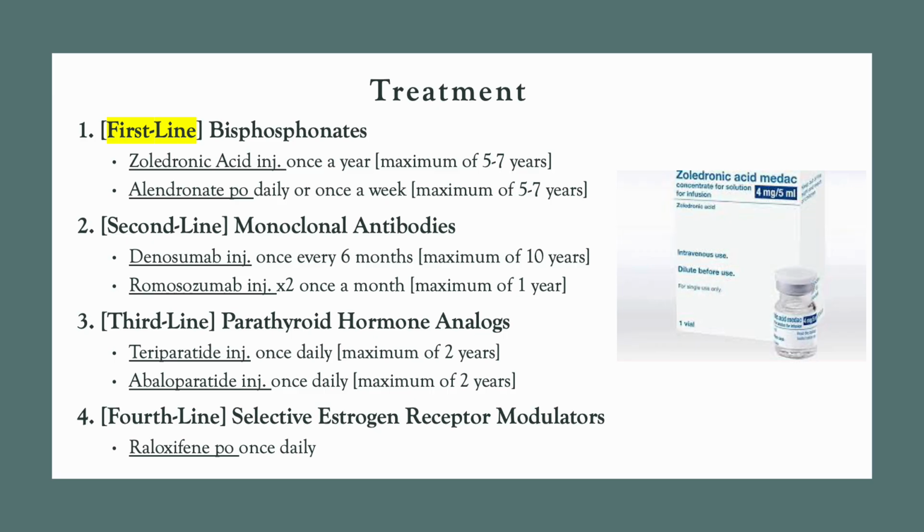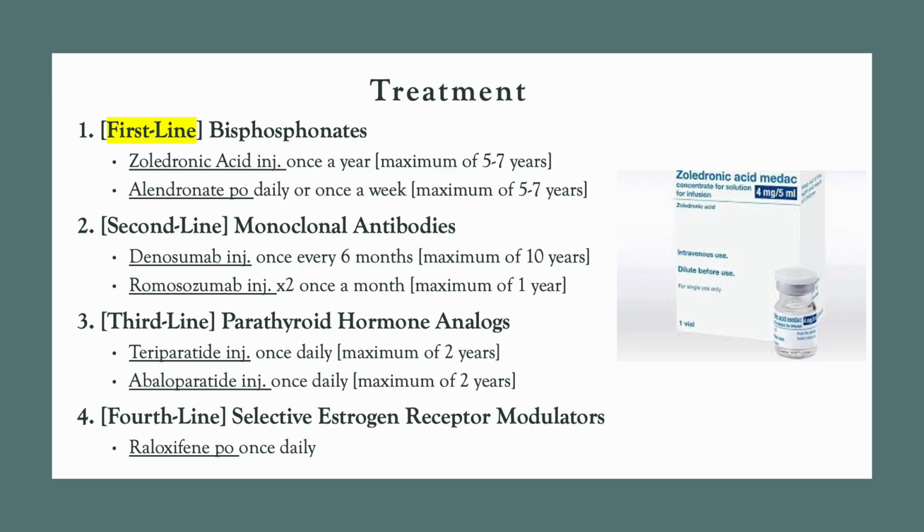For bisphosphonates in general, they function to inhibit osteoclast or bone breakdown. The maximum treatment length is 5 to 7 years. The most common adverse effects patients should be educated on are the increased risk of osteonecrosis of the jaw, hypocalcemia, esophageal disorders, and severe renal dysfunction. Therefore, patients at an increased risk of this should not take bisphosphonates and could try any of the second, third, or fourth line options.